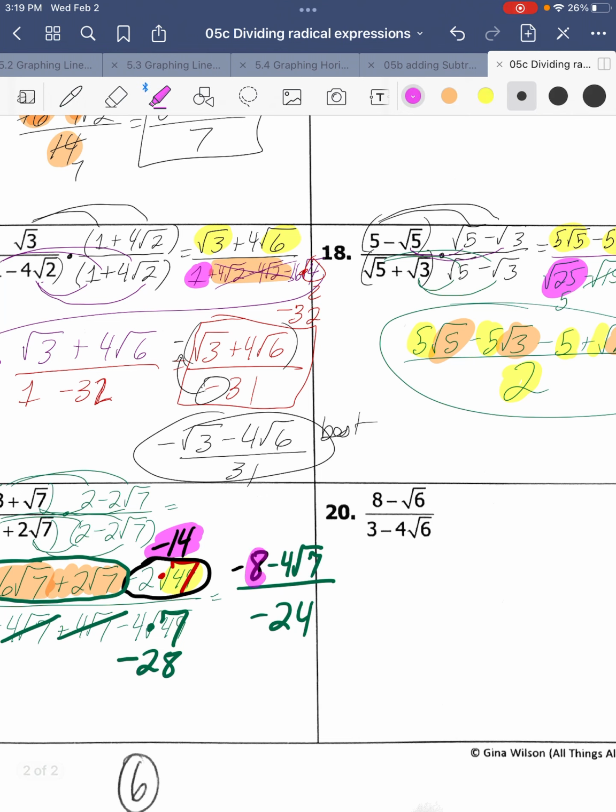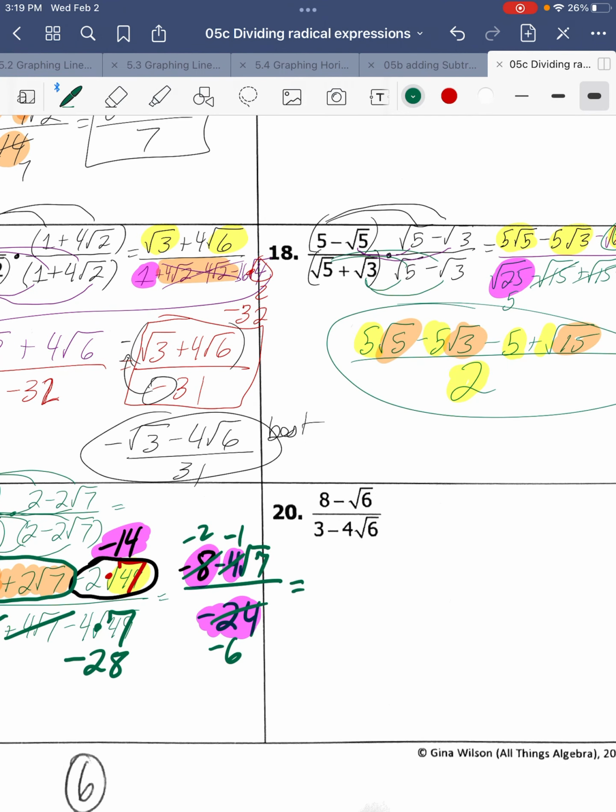Look to see if you can simplify. Negative 8, negative 4, negative 24. I can divide them all by 4. And then I have a negative 2. Negative 1 times the square root of 7 is a negative square root of 7. You don't have to have the 1 there. Over negative 6. This is a good answer, but it's not the best answer because of that negative denominator.